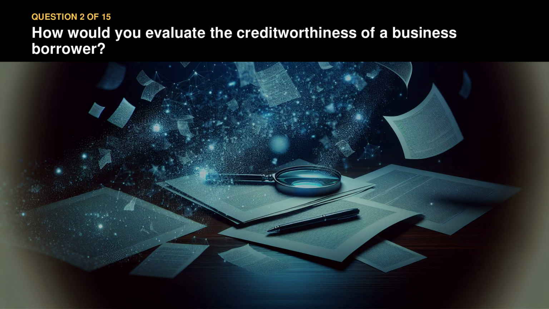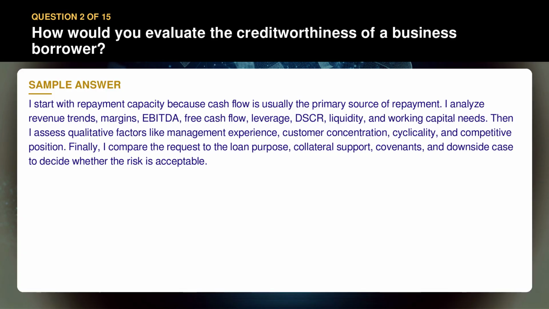Question 2. How would you evaluate the creditworthiness of a business borrower? I start with repayment capacity because cash flow is usually the primary source of repayment. I analyze revenue trends, margins, EBITDA, free cash flow, leverage, DSCR, liquidity, and working capital needs. Then I assess qualitative factors like management experience, customer concentration, cyclicality, and competitive position. Finally, I compare the request to the loan purpose, collateral support, covenants, and downside case to decide whether the risk is acceptable.